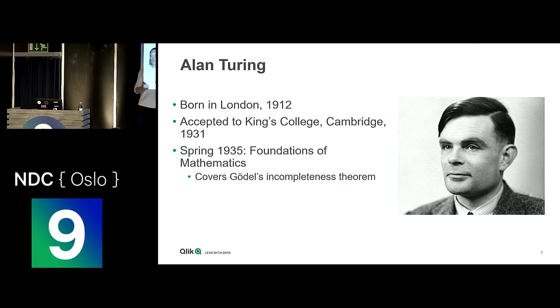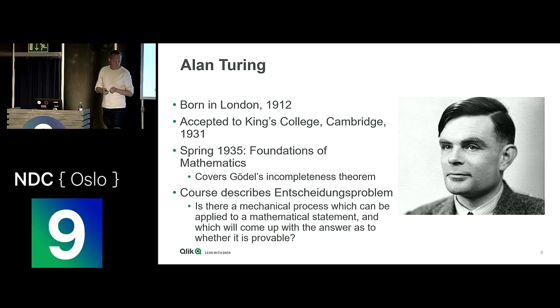And in this course, they also talk about this Entscheidungs problem. And here, they describe the problem like this. Is there a mechanical process which can be applied to a mathematical statement and which will come up with the answer as to whether it is provable? So it's not to come up with the answer whether or not it's true or false, because Gödel showed that that was impossible, but this was to show whether or not it is possible to decide whether it's true or false.